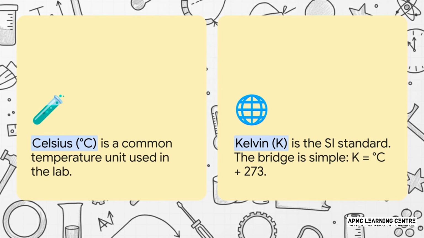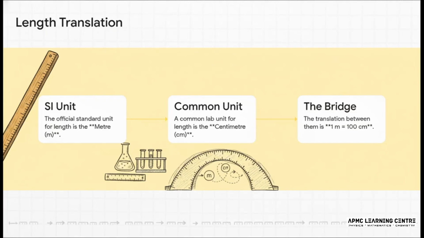Here is a perfect example for temperature. In the lab, you're probably going to be using Celsius, but to communicate in that universal SI language, you use this super simple mathematical bridge. You just add 273 to whatever your Celsius reading is, and boom, you've got the temperature in Kelvin. Easy.